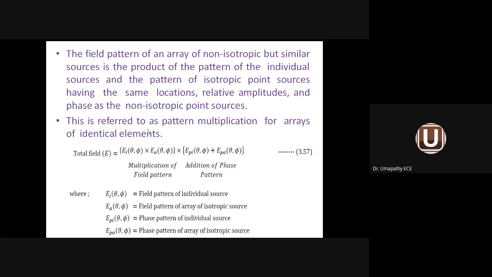So, principle of pattern multiplication. I will just read out the statement. Listen to that. The field pattern, meaning radiation pattern, of an array of non-isotropic but similar sources is the product of the pattern of the individual source and the pattern of isotropic point sources having the same location, amplitude and phase. First of all, in this statement I want to make a differentiation between an individual source, an isotropic source and a non-isotropic source.